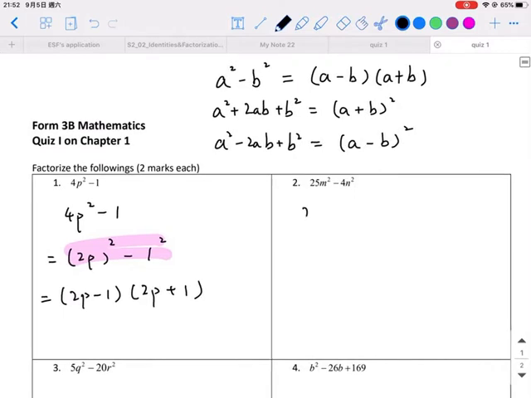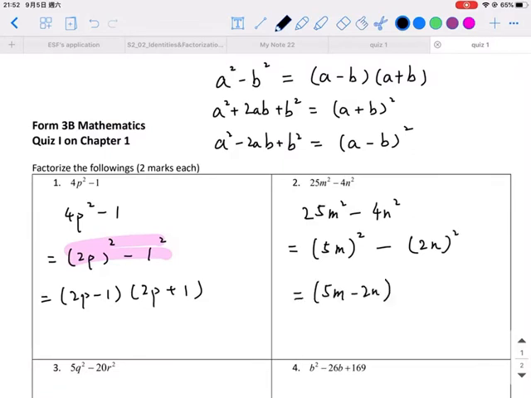For the second one, the answer is 25m squared minus 4n squared, which is equal to 5m bracket squared minus 2n squared. So it should be 5m minus 2n multiplied by 5m plus 2n.